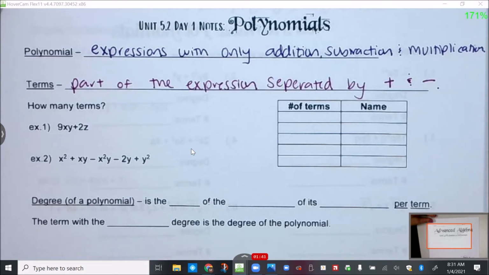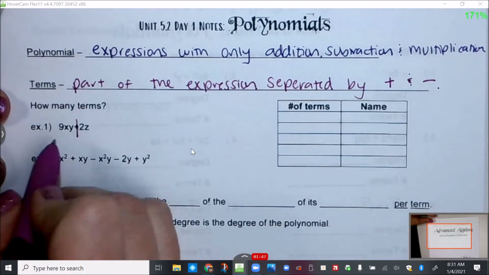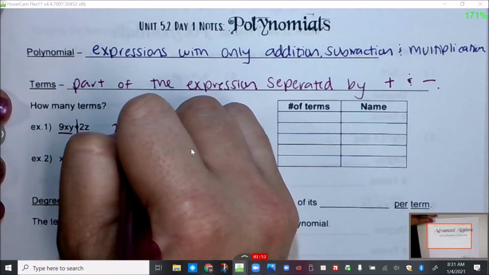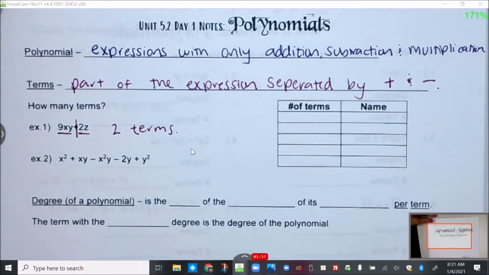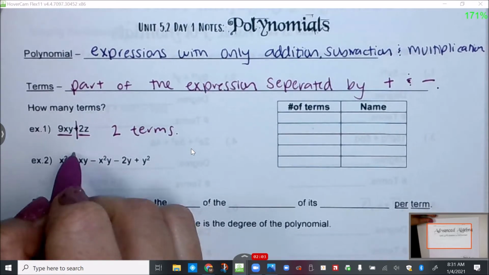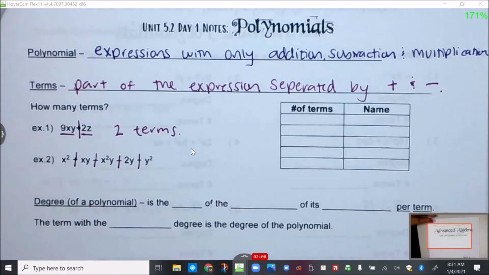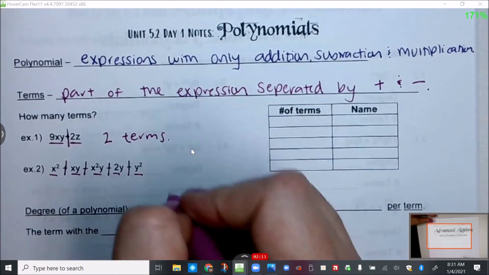Okay, so how many terms? Well, if they're separated by addition and subtraction, here's some addition. So how many sides are there? 2. So this is 2 terms. Okay, so this one though, here's addition, here's subtraction, here's addition. How many terms is that? 5. 1, 2, 3, 4, 5. So this is 5 terms.